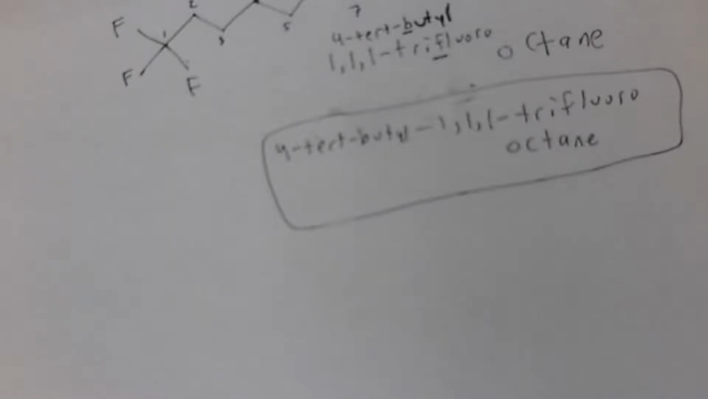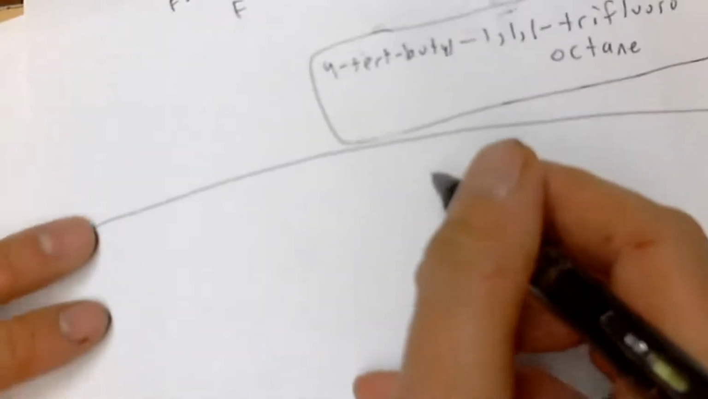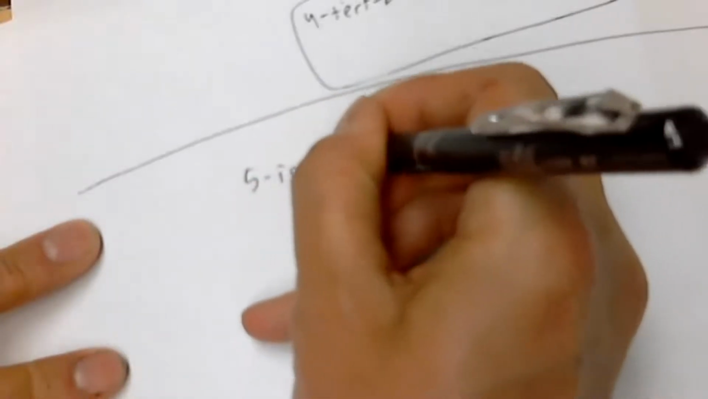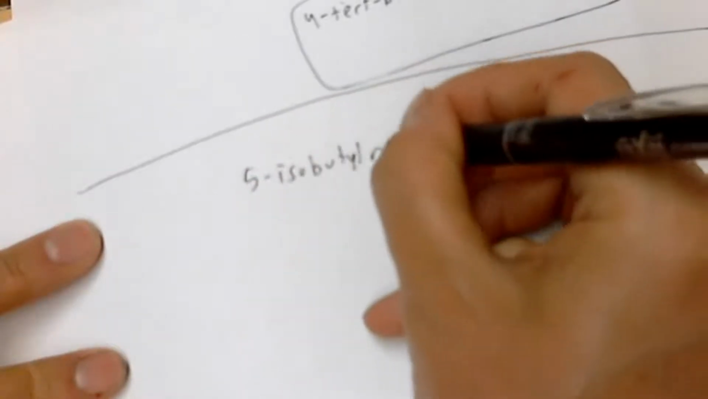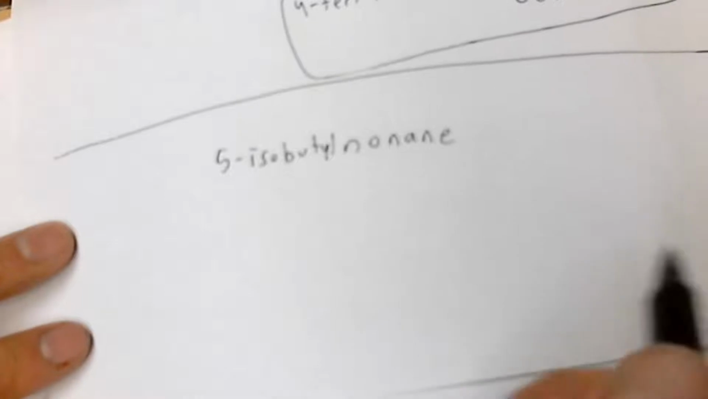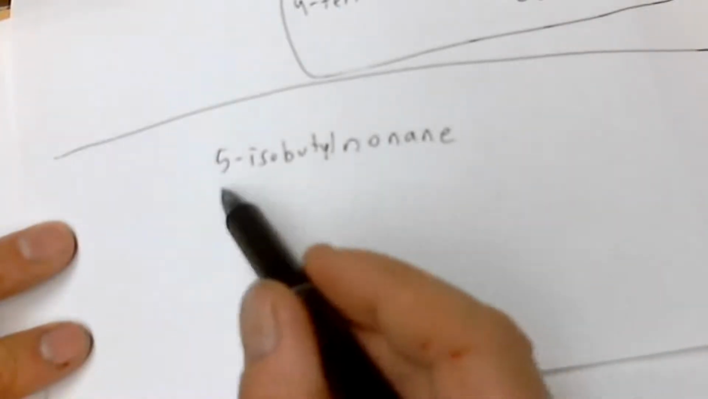All right, now from the PowerPoint, I'm going to do one from the bottom, which you can't see. It's in the notes. I'll just pick one. It's 5-isobutylnonane. So we'll do one more. This is from the bottom half of the slide, which you cannot see, so I'm just going to write it. 5-isobutylnonane. And now we're going to draw it and then convert it from the common name to the systematic name.